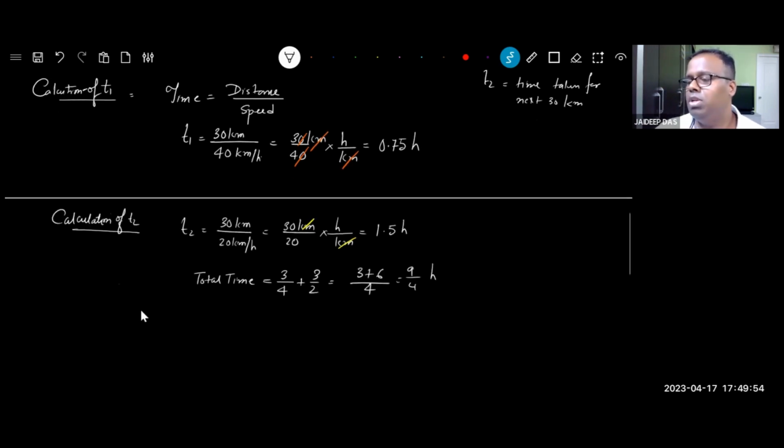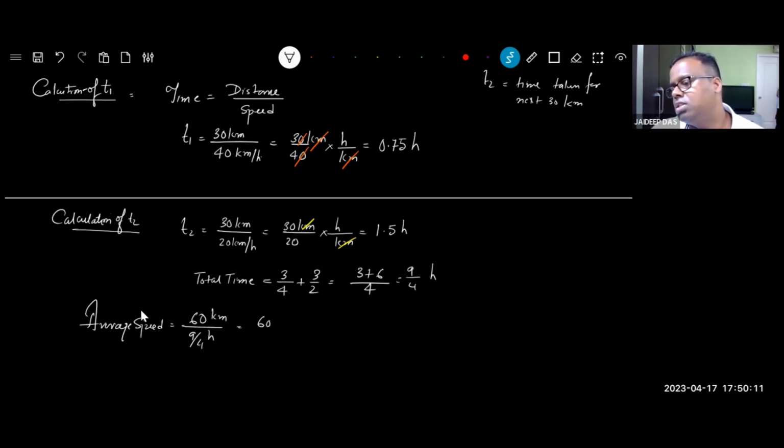Problem doesn't stop here. We need to now calculate average speed. So average speed will be equal to 60 divided by T1 plus T2, which is 9 upon 4, right? This is kilometer and this is hour. So that's 60 into 4 by 9, which is 80 divided by 3.